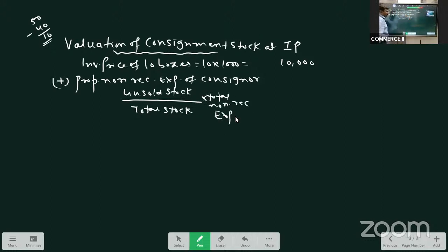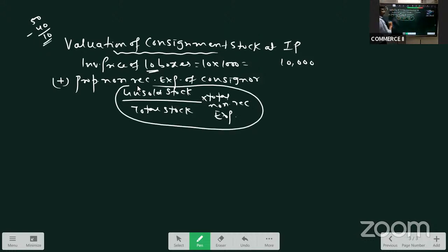If the units are given, we have to apply this formula. If proportion is given, then we can directly take 1/5. Like if it is 350 sold, we can take 2/5 of the total expenses. Proportion we can directly take. But if units are given, as in this case, then it is good to apply this formula and calculate the proportionate expenses of consignor and consignee. What is the unsold stock? 10. What is the total stock? 50. Into what are the expenses of consignor? 2,500. So how much it will be? Paisa.